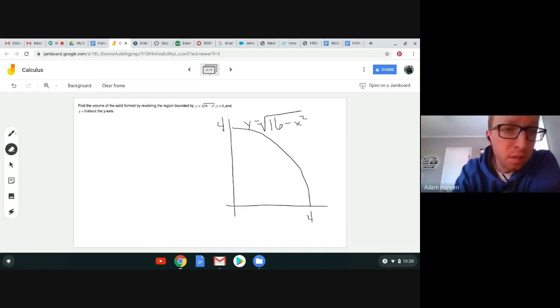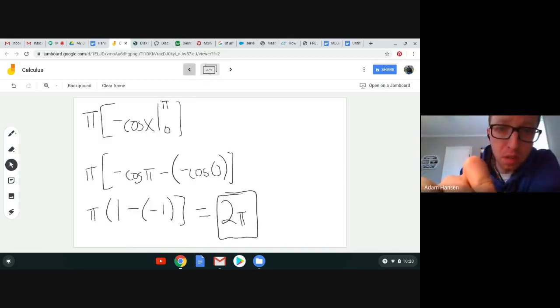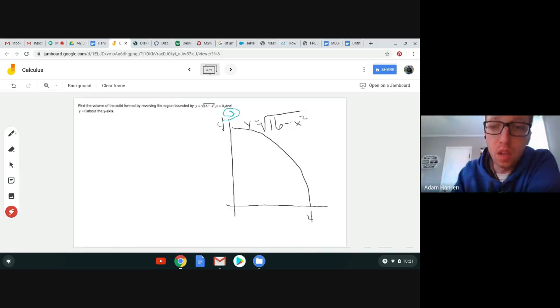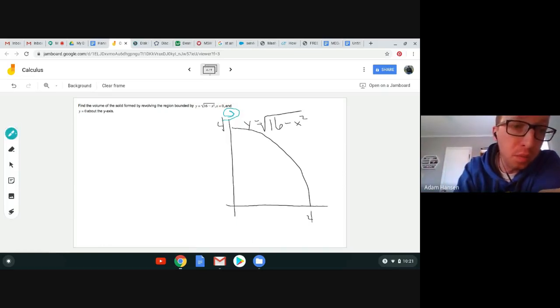We are rotating about the y-axis. This question is different than the previous one because we were rotating around the x-axis there. So our disk was running perpendicular to that, and as it's rotated, it creates our solid. Here on this question, now we're rotating around the y-axis. So our disk is going to be sitting on top of that, running perpendicular, running horizontal.